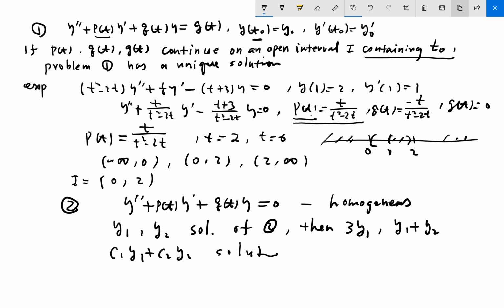Now, our next question. This is the important property. Let me write my equation again: y double prime plus p of t y prime plus q of t y equal to 0. This is what we'll call equation 2. Next, let's see how we find all the solutions for this equation. First of all, we need to find something called a fundamental set.